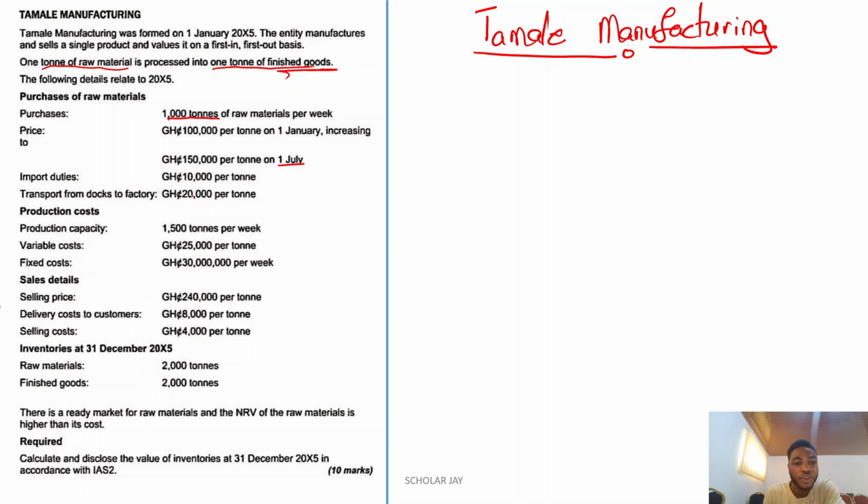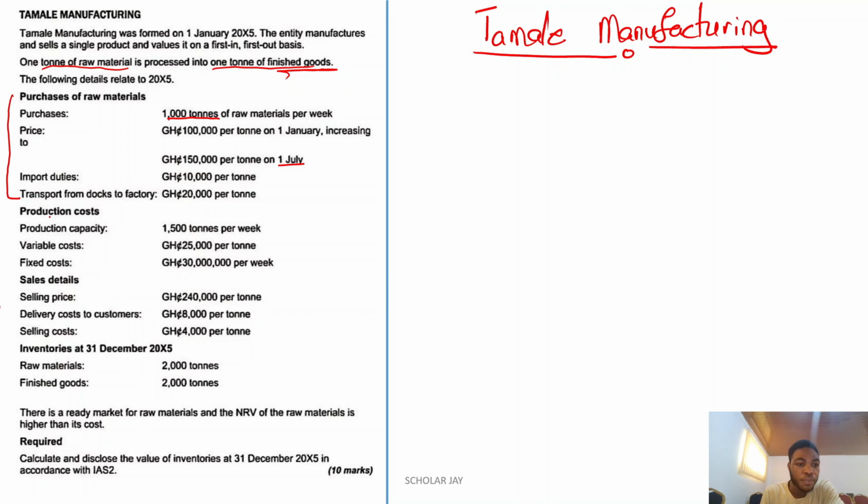Transportation from dock to factory. That is 20,000 Ghana cedis per ton. So you realize that all the figures they've given us are per ton, right? Okay. So everything, all the information they give us from here to here is under raw materials. So all those costs are in relation to raw materials. And I hope you are getting it.